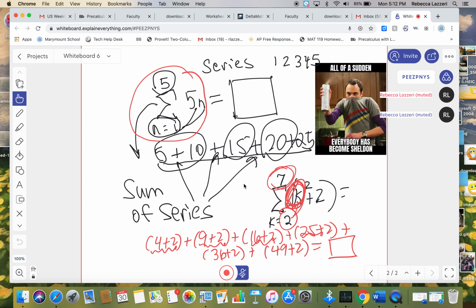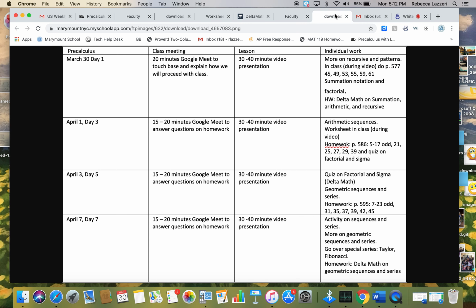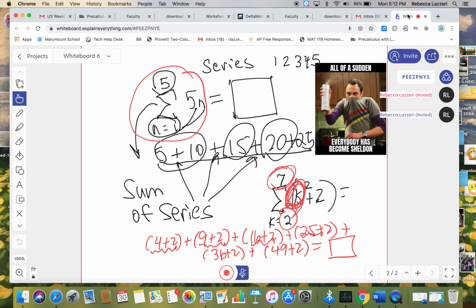All right, now let me see. Let me think what the other topic was that you're going to encounter on Delta Math. You're going to do some arithmetic. You're going to do some sigma, and I can't remember the other thing you're going to do. Summation. Oh, recursive. Okay, which it seemed like y'all got today.